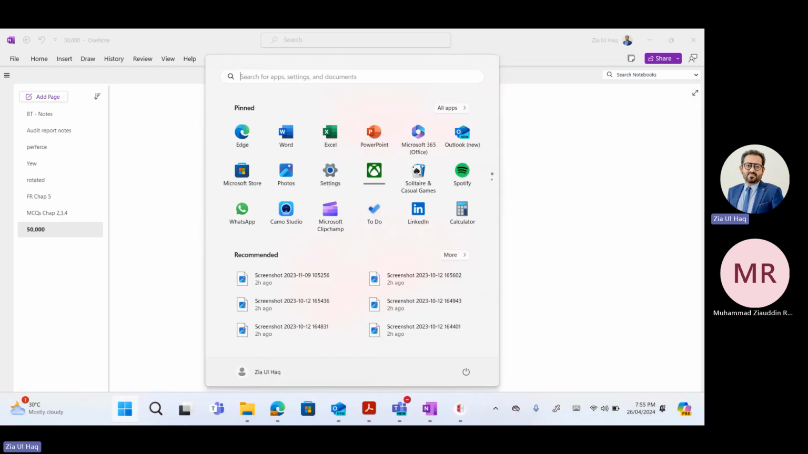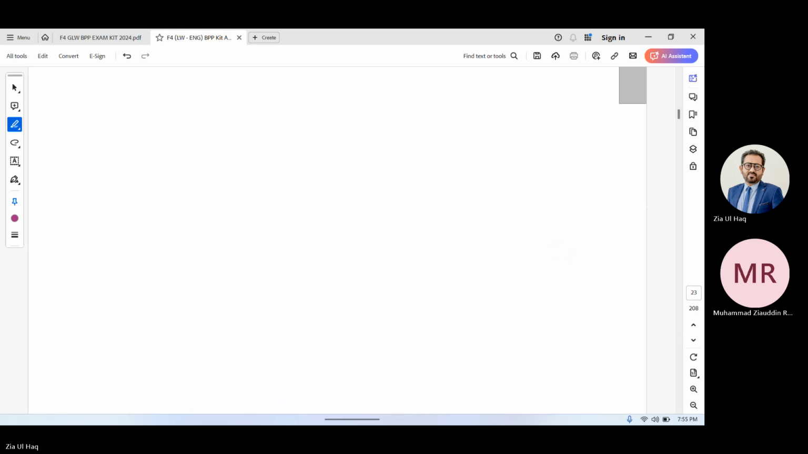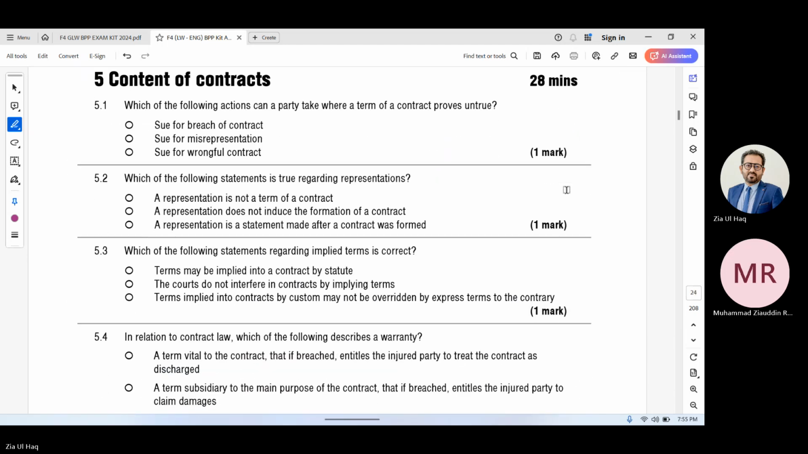Let's move towards the remaining MCQs. Which of the following actions can a party take where a term of a contract proves untrue? In case of breach of contract, sue for breach of contract, sue for misrepresentation, sue for wrongful contract. Sue for breach of contract. 5.2. Which of the following statements is true regarding representation?